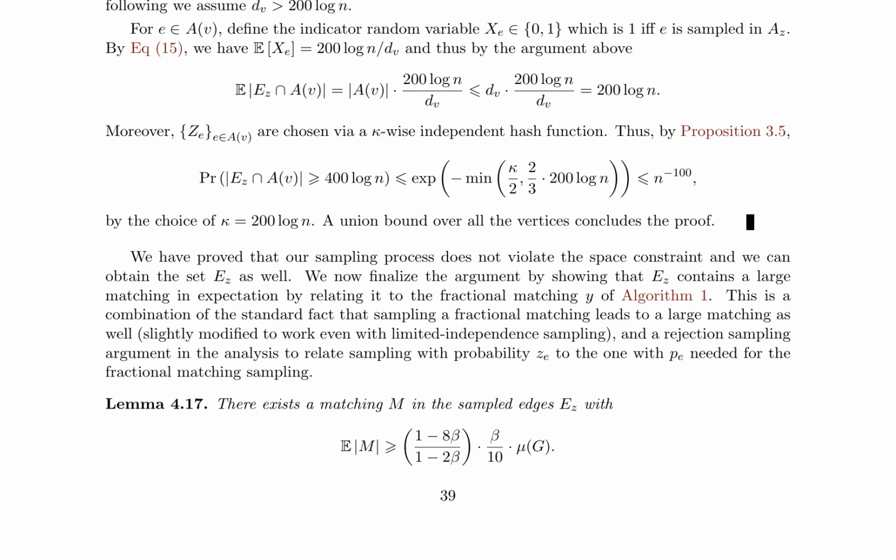The authors then relate the sampled edges E_z to a fractional matching y obtained from algorithm 1. They define an alternative sampling process for obtaining a set E_P, which is a subset of E_z. By rejecting edges with p_e less than h(e) being less than or equal to z, they show that E_P contains a fractional matching with expected size approximately equal to y.